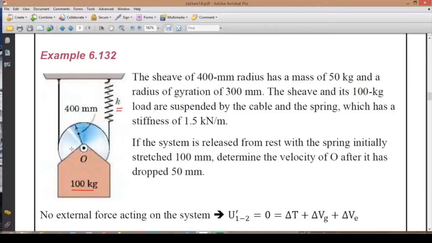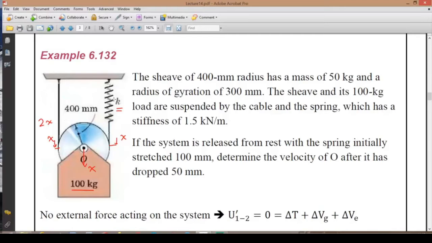Now, as soon as we see this figure, what we should clearly identify is that if the mass center of the sheave, or just point O, moves an x distance, then it means that this point and that point also move x distance. In total, this cable in that case should have an extension of 2 times x. The total length of this cable should extend by 2 times x.